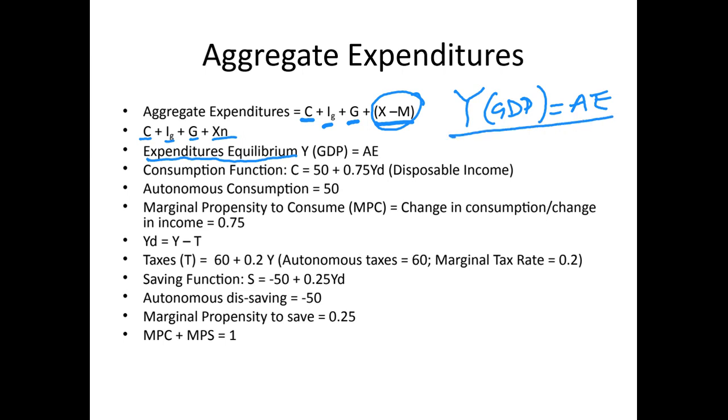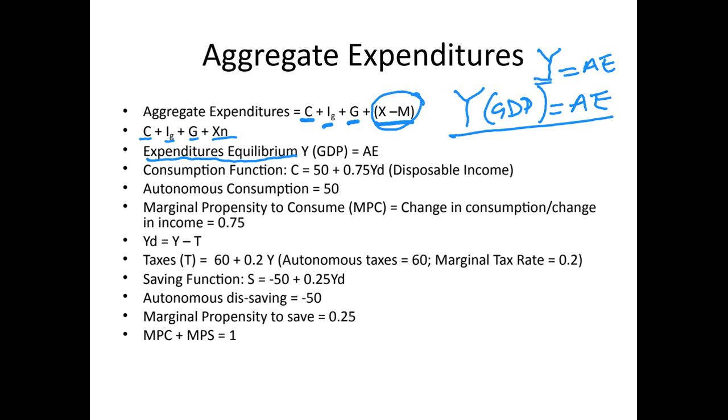Don't worry, we will calculate this equilibrium GDP or expenditure equilibrium. But remember this equilibrium condition: Y means the value of total production, and aggregate expenditure means expenditures by all those four different groups on this production. If they both are equal, that is equilibrium.